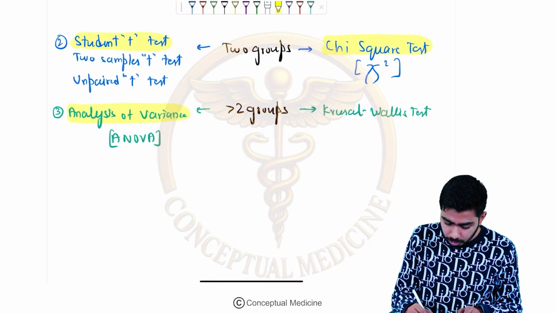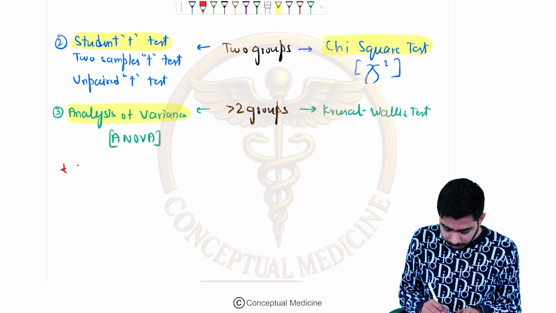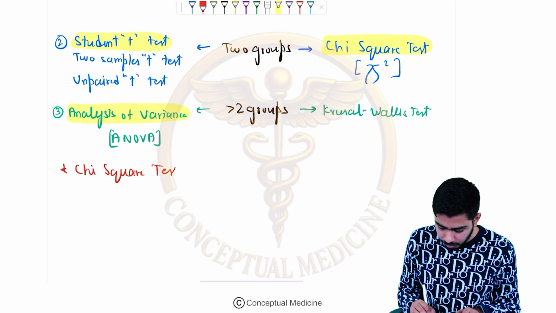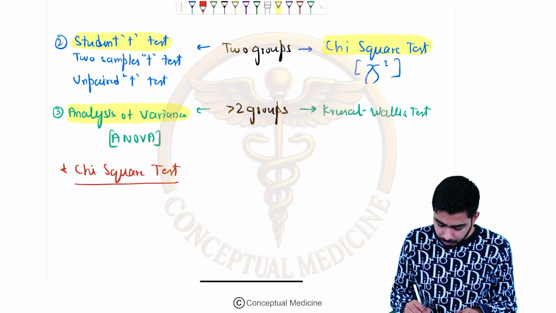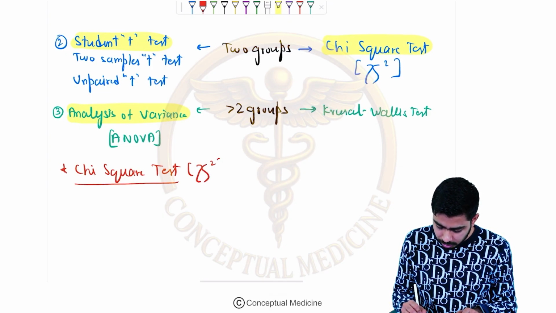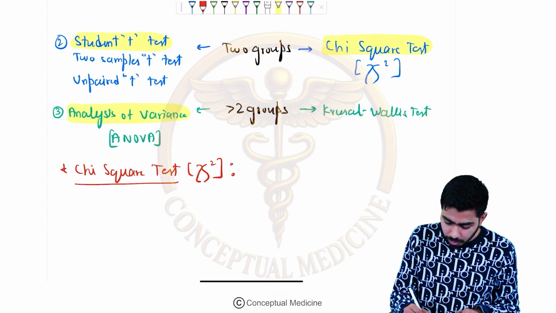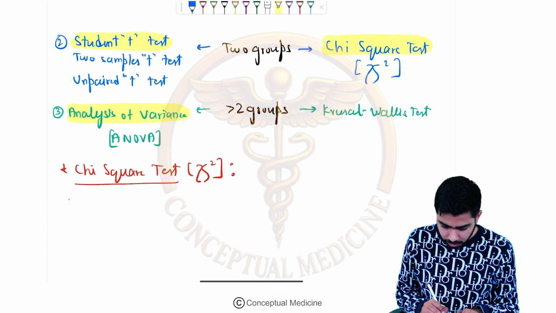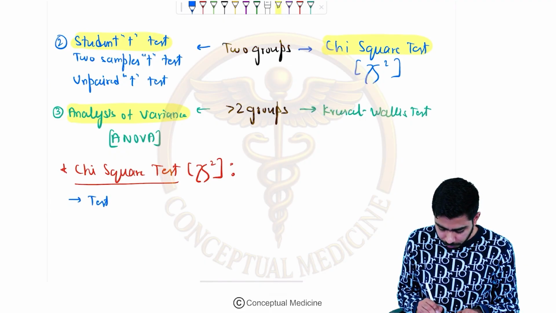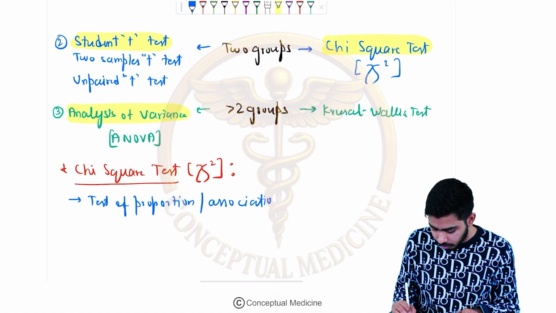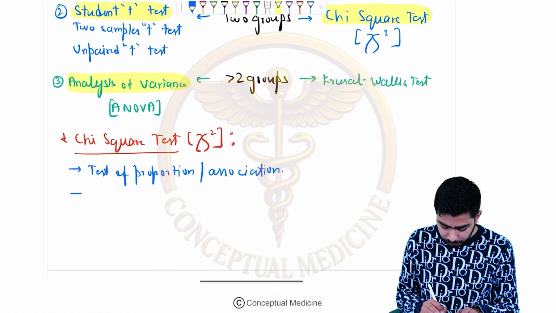Some few points about the chi-square test, guys. Only one test I would recommend you to remember from the chi-square test. However, if you are remembering all of them, it is very nice, wonderful. But at least you should remember the chi-square test, right? So chi-square test, guys, this is the test of proportion or association. This is the test of proportion or association, very important. Many times it has been tested in the MCQ.